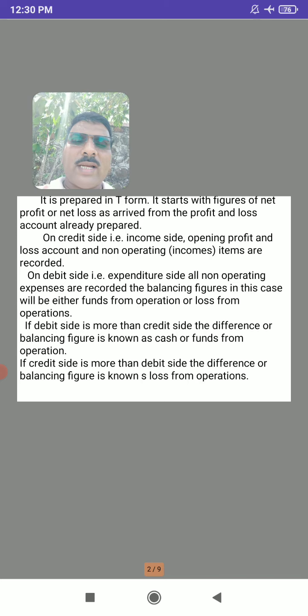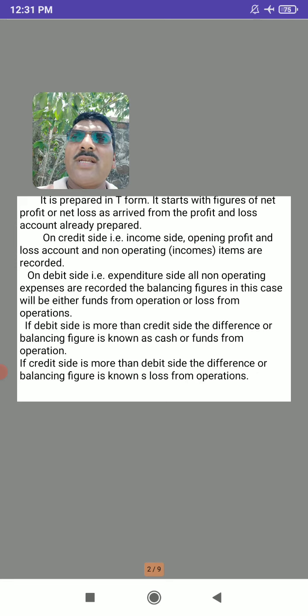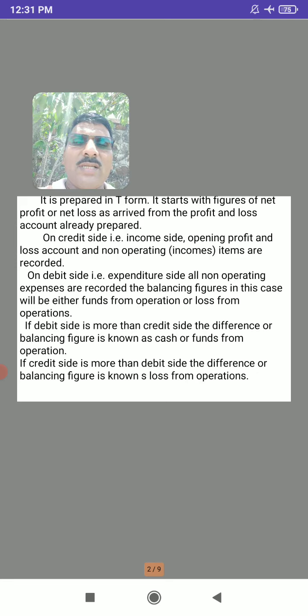If the debit side is more than the credit side, the difference or balancing figure is known as funds from operation. Here, if the debit side is more, that is the expenditure side is more than the income side, automatically we get funds from operation. And if the credit side is more than the debit side, the difference or balancing figure is known as loss from operation. So if the expenditure side is more than the income side, automatically we get funds from operation. And if the income side is more than the expenditure side, it is known as loss from operation.